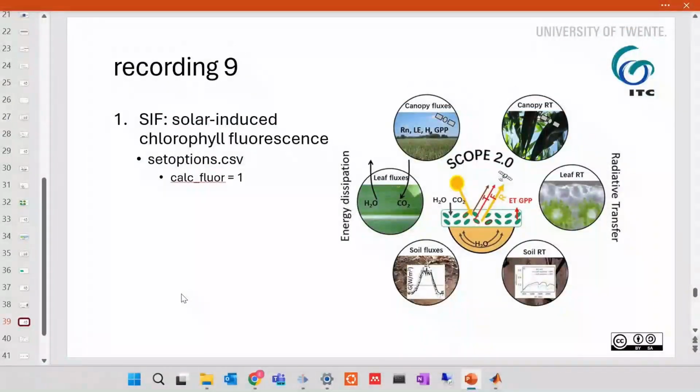That's it with respect to solar-induced fluorescence in the SCOPE model. The topic is under development, and we are all looking forward to the FLEX mission of the European Space Agency that will provide us measurements of this quantity from space.